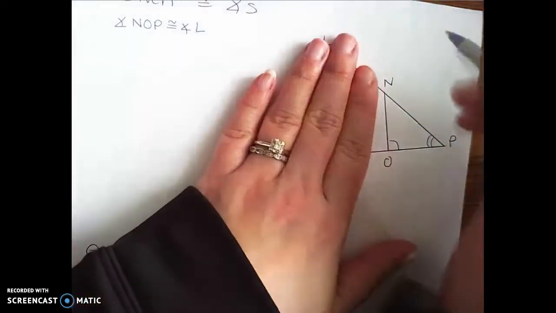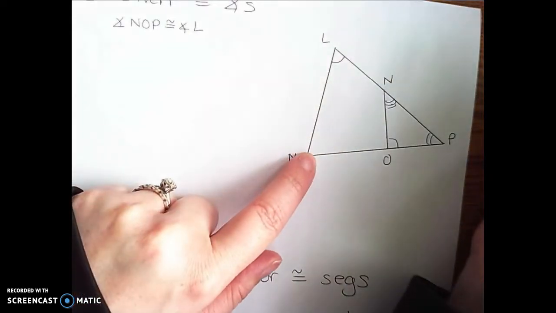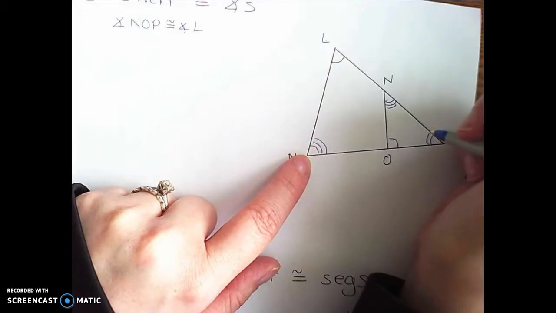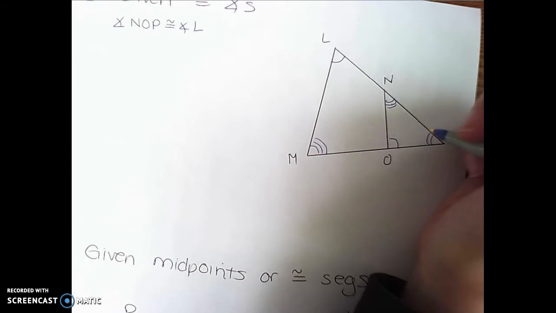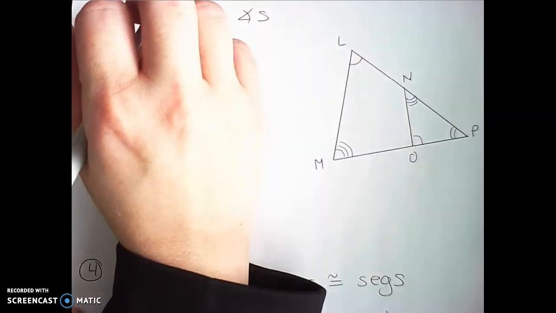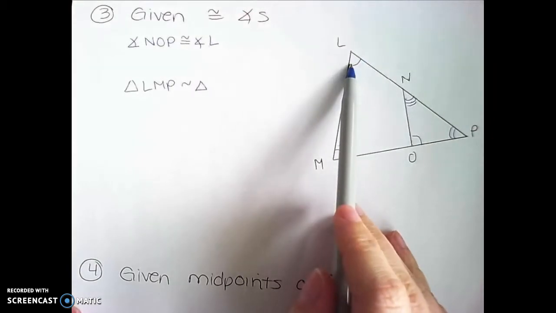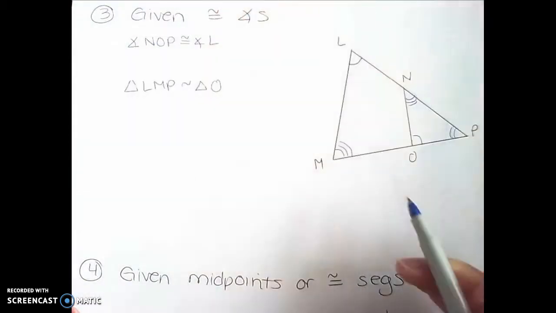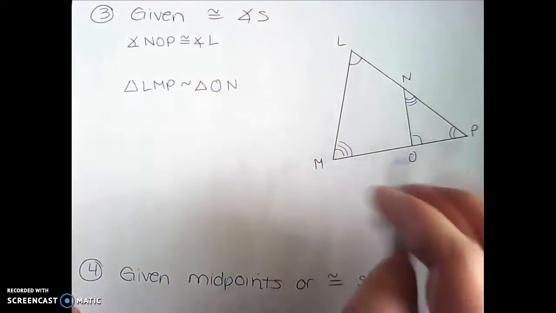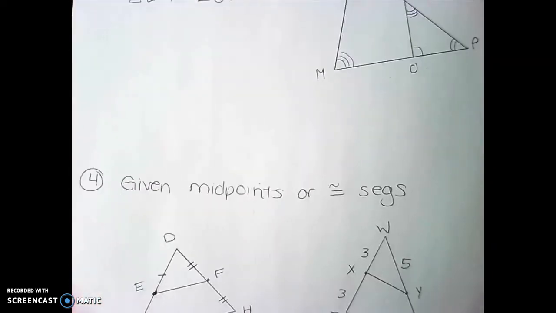And then that leaves only one angle in the smaller triangle, 1, 2, 3, to go with one angle in the bigger triangle. If I can show that two angles in two triangles are congruent, the third set of angles have to also be congruent to each other. So now for my similarity statement, I'm going to start with triangle LMP. It will be similar to triangle. L corresponds to O, M corresponds with N, and P corresponds with P. So there's my similarity statement, and I can move on to the rest of the problem.